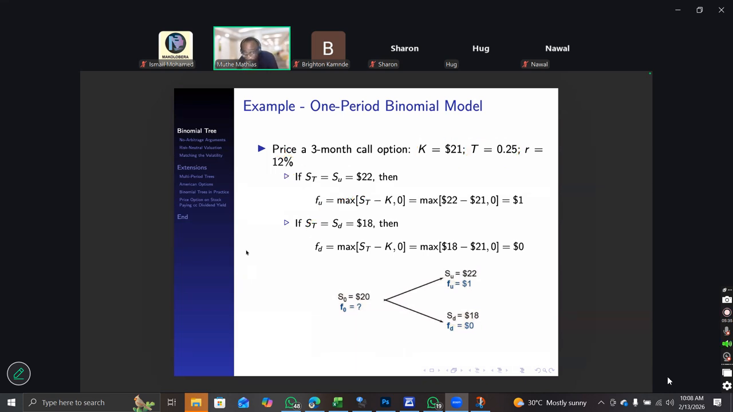Then we are saying, okay, if we assume ST is equal to SU is equal to 22, for instance, then what is going to happen? This is just a simple assumption we are making. We assume the stock price at the maturity, which in this case is capital T. Because we have just a single period, the maturity price is simply SU. So when the price goes up, the maturity price is simply equal to the upside.